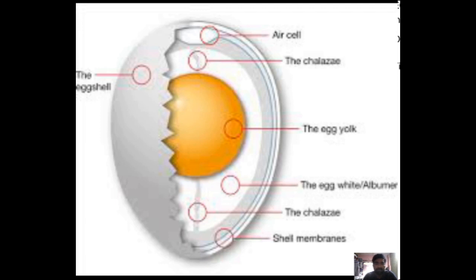And when you see here, just below this eggshell, there are several shell membranes present, and egg white or the albumin is present just below this, and at the center position there is an egg yolk present, which we already discussed in the previous slide.